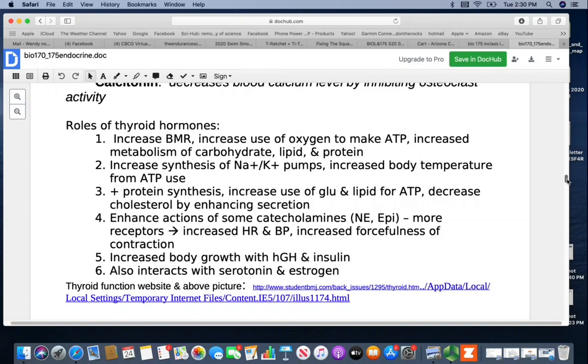It can enhance the actions of some of the catecholamines, like norepinephrine and epinephrine, making more receptors. It can increase heart rate and blood pressure and increase the forcefulness of the contraction of the heart. It can increase body growth with human growth hormone and insulin, so that's going to be lean body growth. And then it also interacts with serotonin and estrogen.